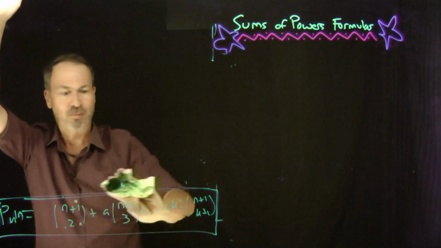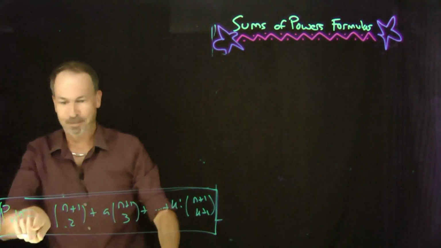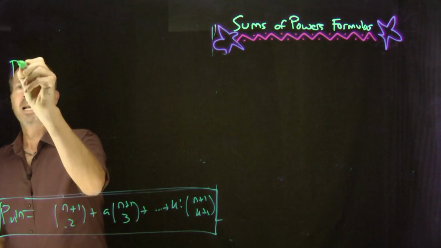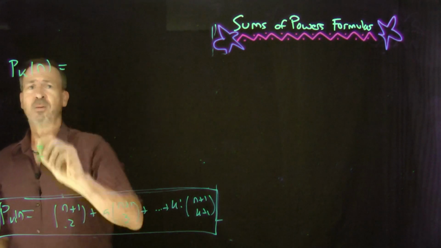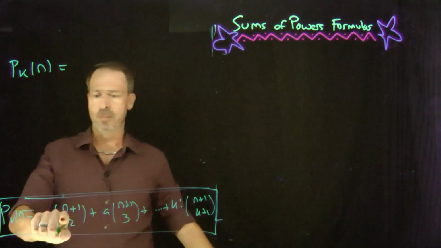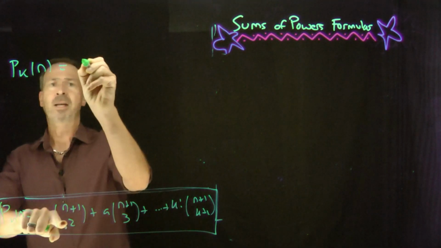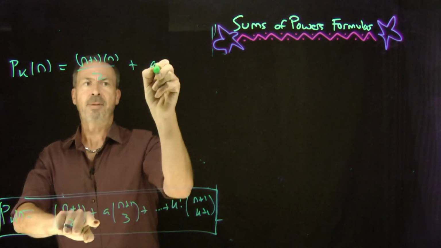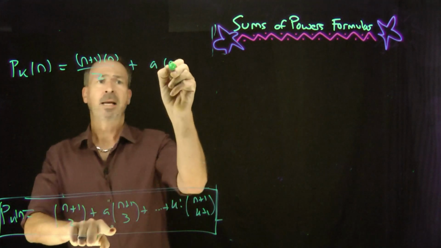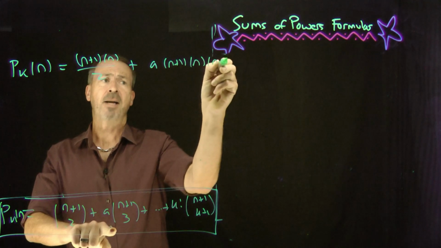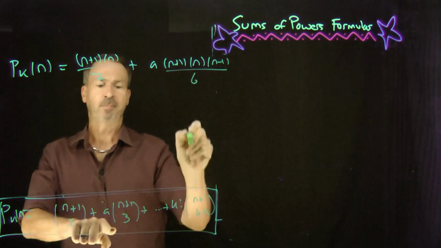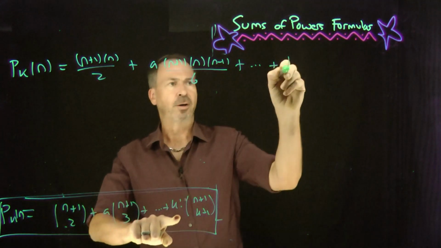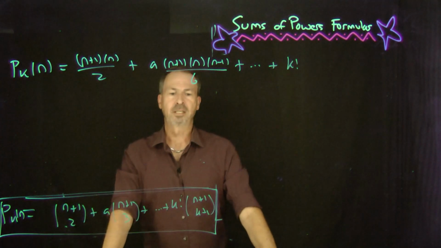All right, so let's be really clear. Let me write out this beastly thing by expanding it out. Here goes. The sum of the kth powers, 1 to the k, 2 to the k, up to the nth power, is going to be n plus 1 choose 2, n plus 1 times n over 2, plus something times n plus 1 choose 3, n plus 1, n minus 1 over 3 factorial 6, plus more stuff, plus k factorial n plus 1 choose k plus 1.